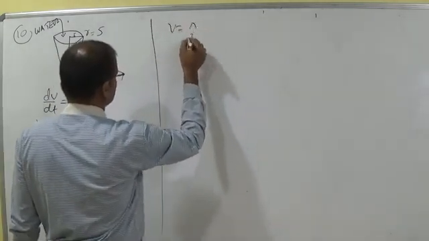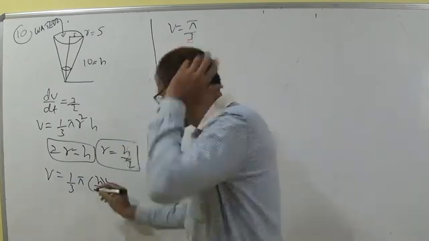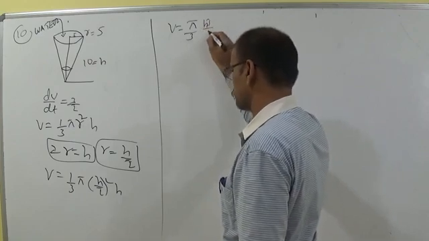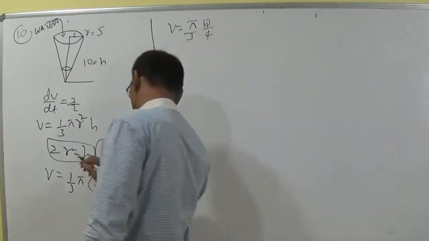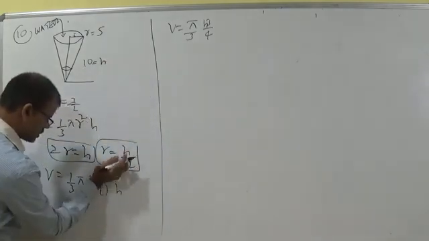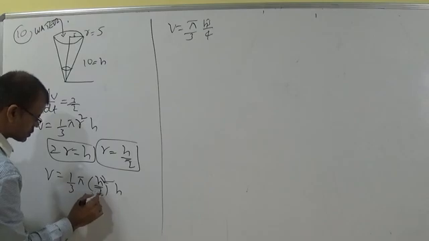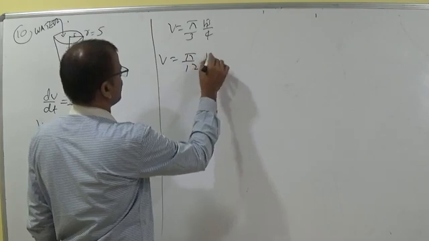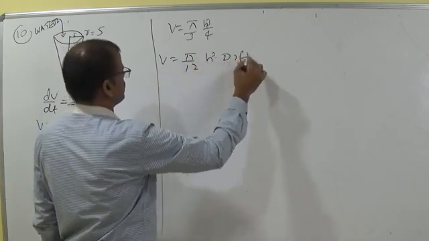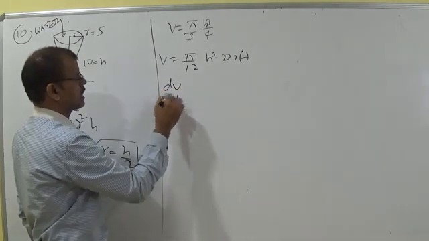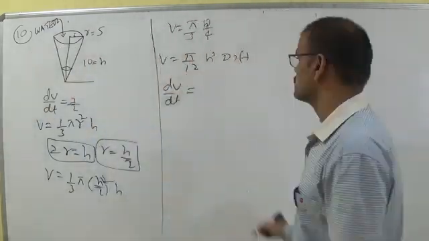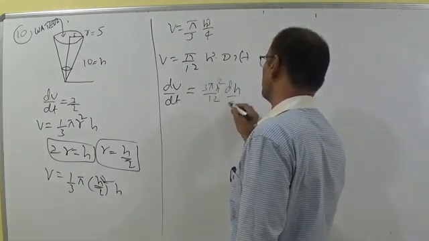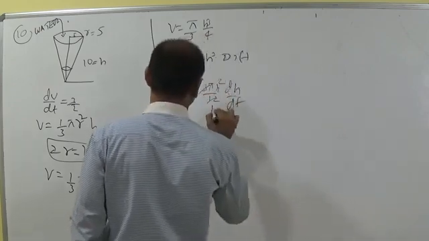V is equal to pi by 3 into h square into h, h cube by 8, right? 4, h cube by 4 only, because this is h by 2 whole square, 1/3. So V is equal to, you write here, pi by 12 h cube. Now you write, differentiate both sides with respect to time. So dV by dt is equal to 3 pi h square by 12 dH by dt. 3 gets cancelled 4 times.